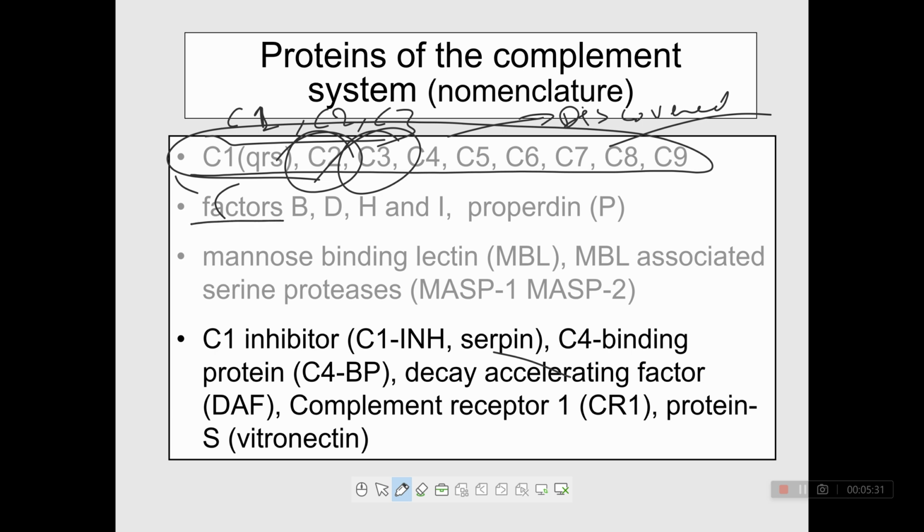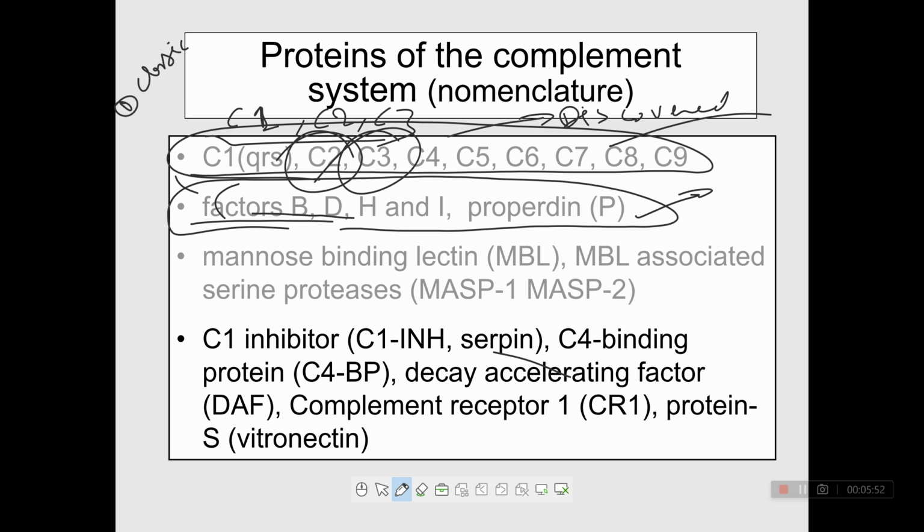Other proteins are factor B, D, H and I. Actually there are three types of complement system pathways: the first is classical, the second is alternative, and the third is mannose binding protein.